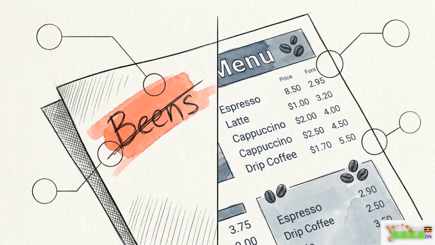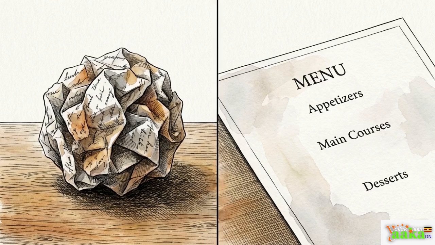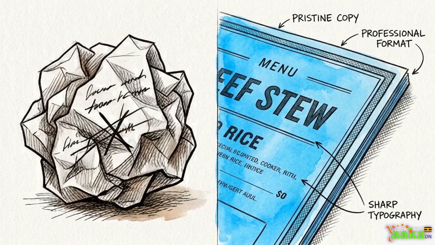Imagine a bustling restaurant in a trading center. If the owner handwrites their menu and spells beef as beans, that piece of paper is ruined. They have to crumple it up, throw it away, and start all over again. But on the right, we have a perfectly formatted printed menu.